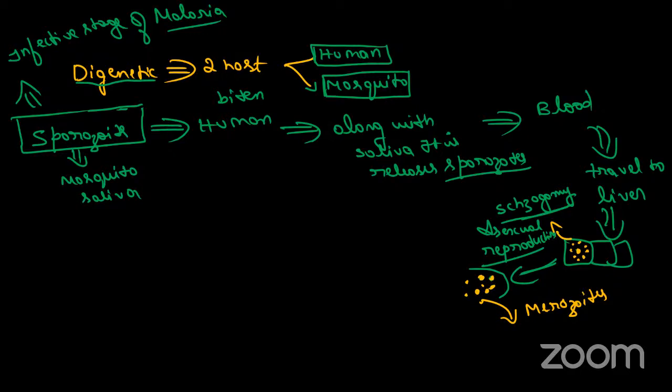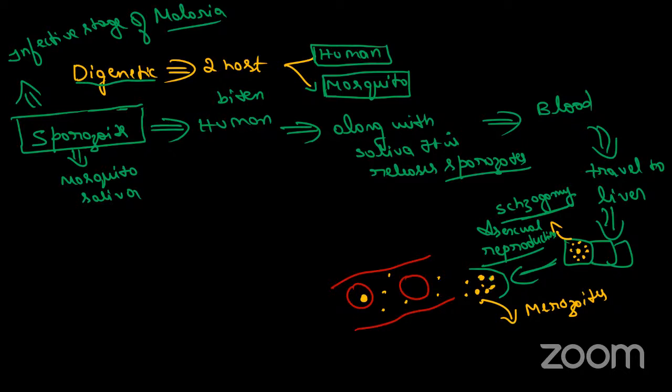This merozoite, now what will happen? It will enter into the blood. See here, it will enter into the blood now. In the blood, there is an RBC present, right? See here, it entered the blood, and now it entered the RBC.